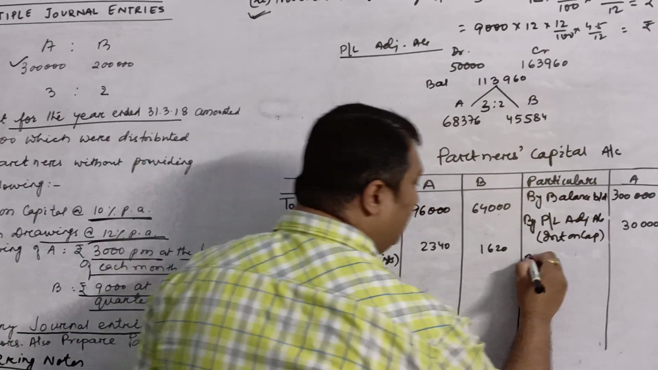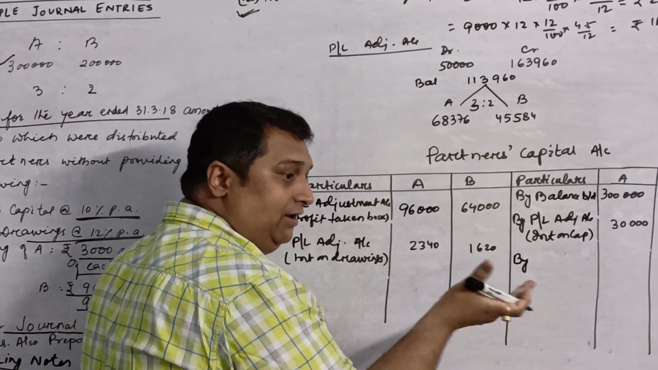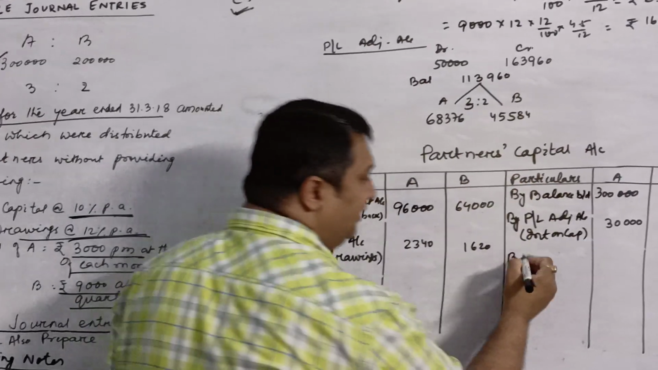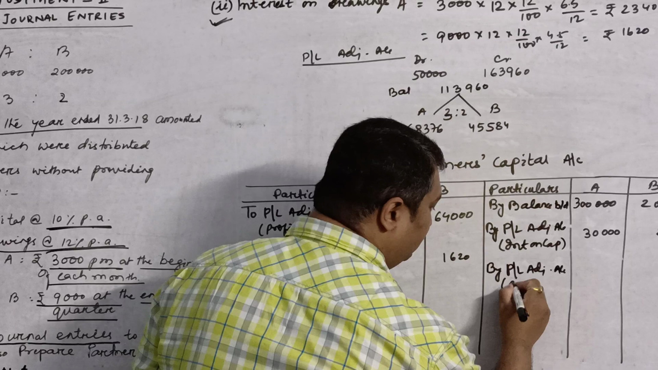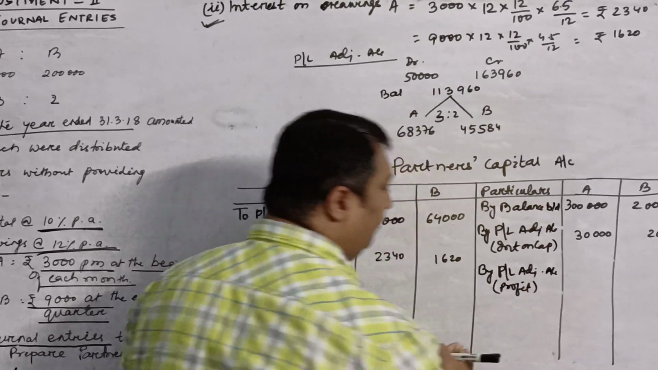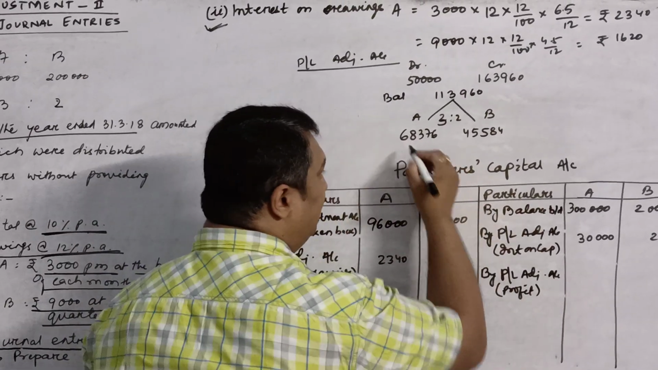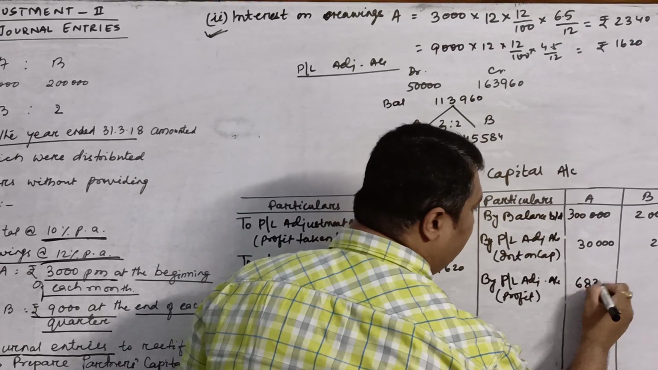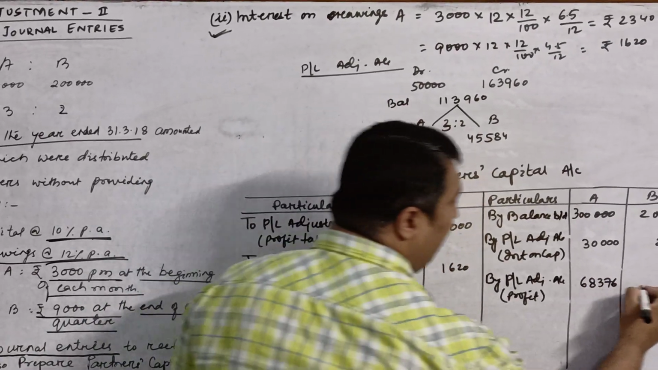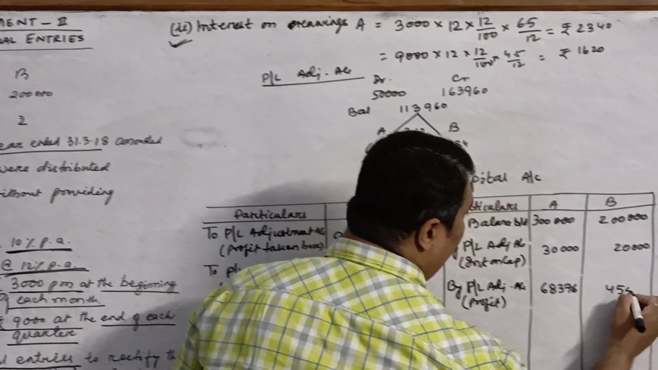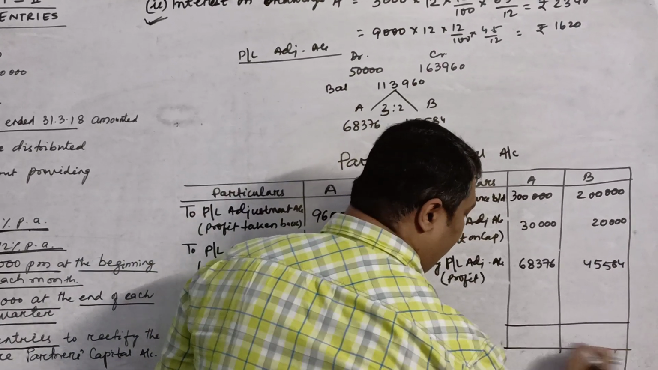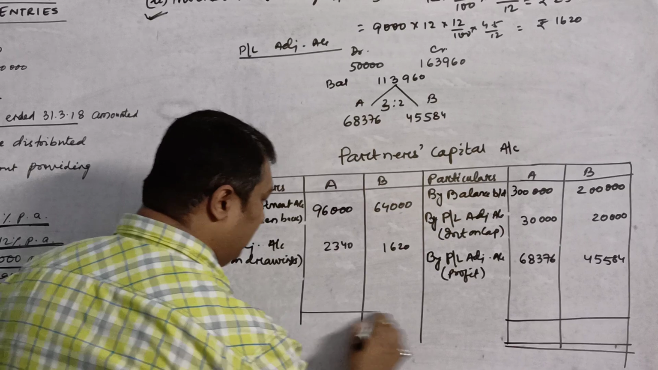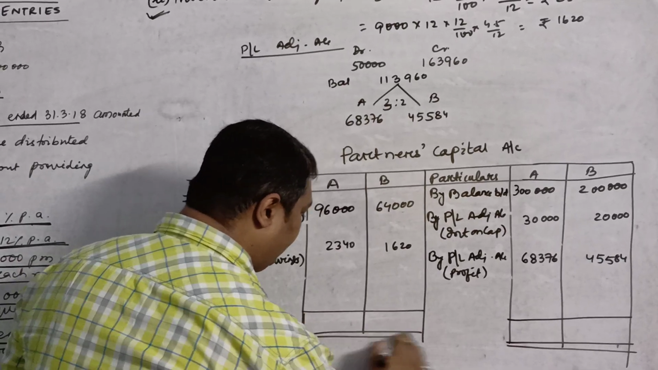For this also, since this is a profit, the capital account of the partners will increase. But you will once again write by profit and loss adjustment account. Here you can write about the profit distributed. How much is the profit distributed? 68,376 to A and 45,584 to B. Now, after this, we will balance the capital account of the partners.